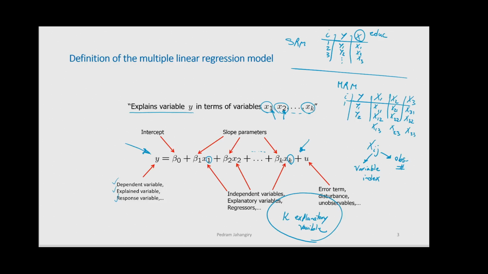x1, x2, x3 up to xk. These are independent variables, or we call them explanatory variables, regressors, and things like this. And finally, the u is error term, disturbance, unobserved factors, and etc. Right? And betas, beta 0, we call it intercept. Beta 1, we still call it slope.